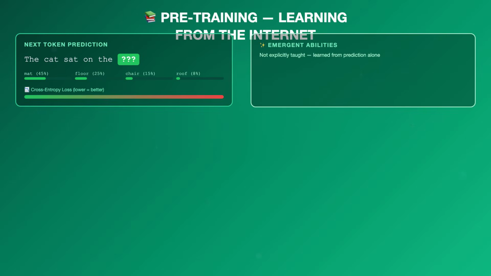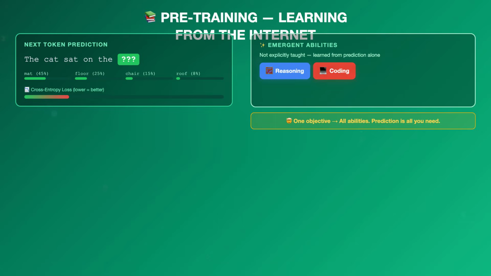Pre training is where the model learns to predict the next word across the entire internet. The loss function is cross entropy. It measures how surprised the model is by the actual next word. Lower surprise means a better model. Here's what's mind blowing: this single objective, next token prediction, is what gives LLMs their emergent abilities: reasoning, coding, translation, creative writing. The model isn't explicitly taught any of these skills. It learns them by getting extraordinarily good at one simple task: predicting what comes next.